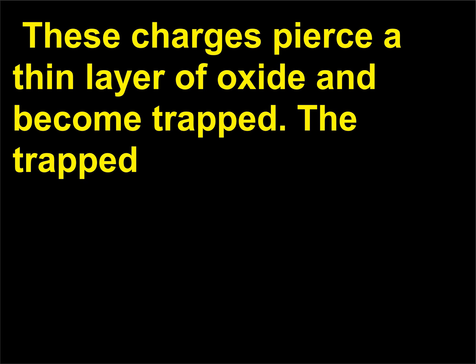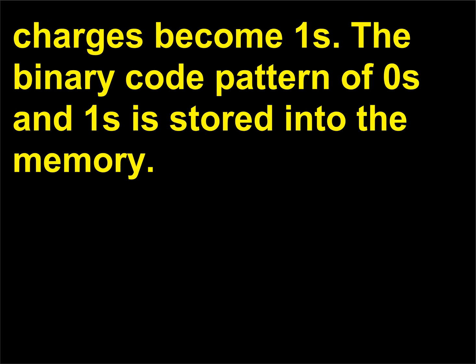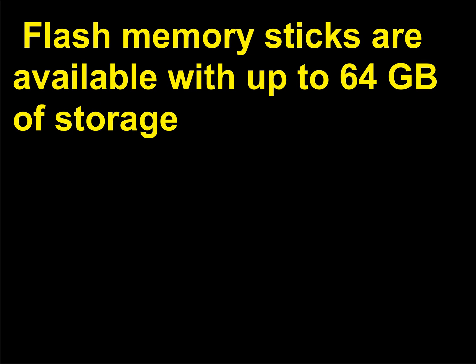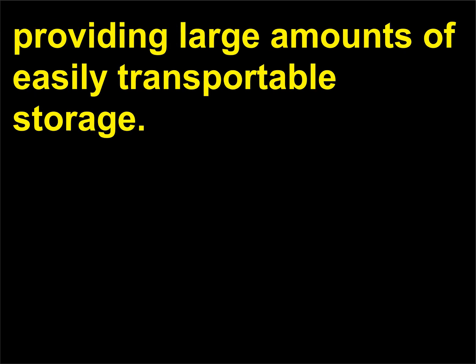The trapped charges become ones. The binary code pattern of zeros and ones is stored into the memory. Flash memory sticks are available with up to 64 GB of storage, providing large amounts of easily transportable storage.